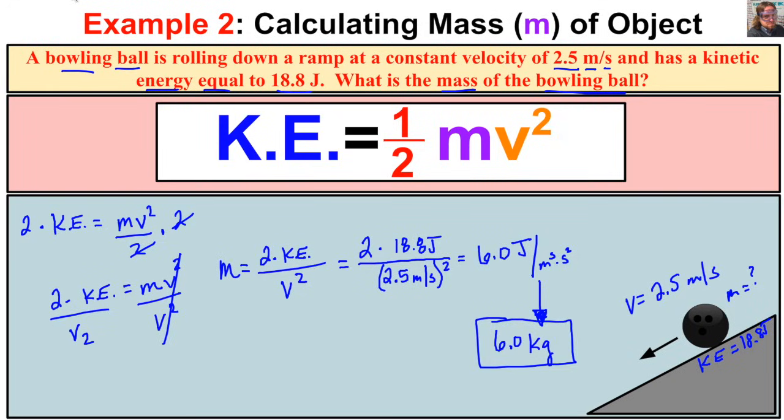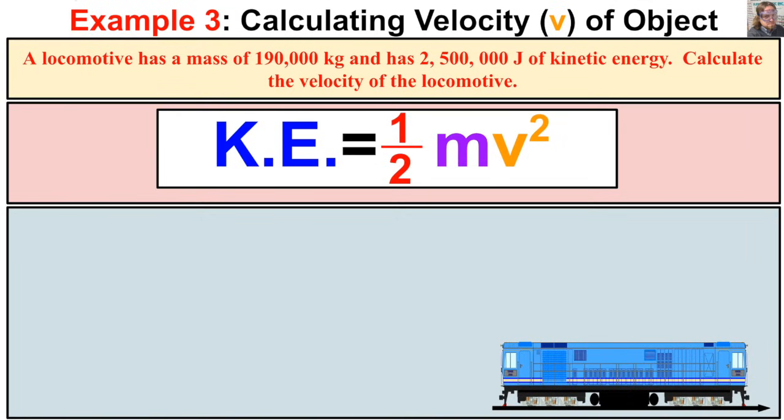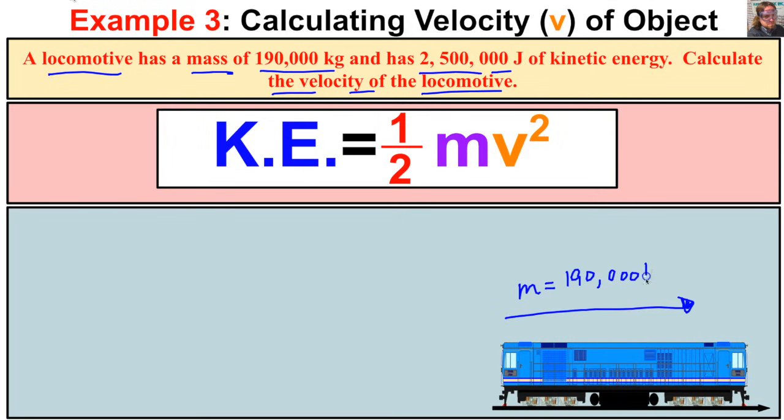Let's take a look at another example. In this third and final example, it says a locomotive has a mass of 190,000 kilograms and has 2.5 million joules of kinetic energy. We want to calculate the velocity of this locomotive. So we have a locomotive, it's traveling this way. And what we know about this locomotive is that its mass is equal to 190,000 kilograms. So pretty massive. And that we also know that it has 2.5 million joules of kinetic energy.